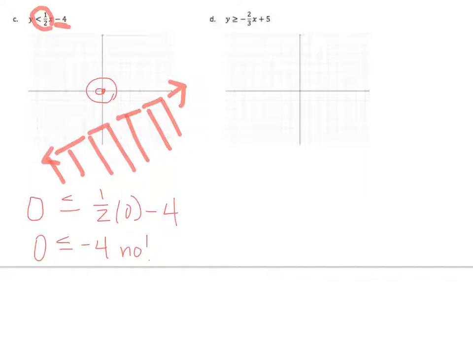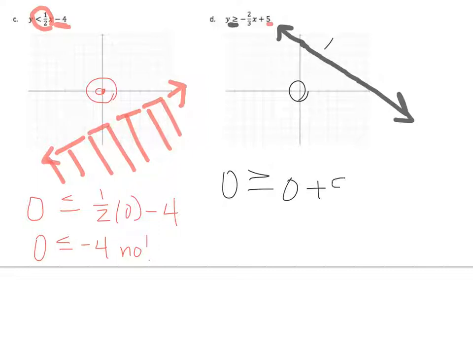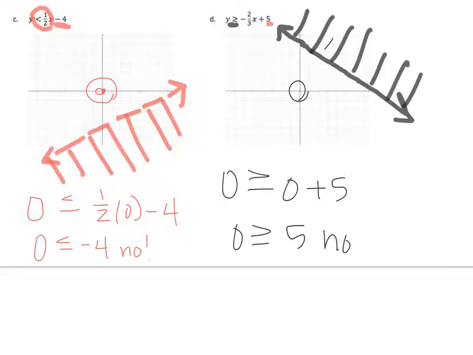Okay, let's try this one. We have a y-intercept of 5. We're going to go up 1, 2, 3, 4, 5 and put a dot. A slope of -2/3. So I'm going to go down 2, over 3, down 2, over 3. And it's greater than or equal to, so we have a solid line. And you can either figure out that it's greater than, so I'm shading above, or you can test the origin. 0 greater than or equal to 0 plus 5. Is 0 greater than or equal to 5? No. So the origin should not be in your solution set. Cool? Cool.